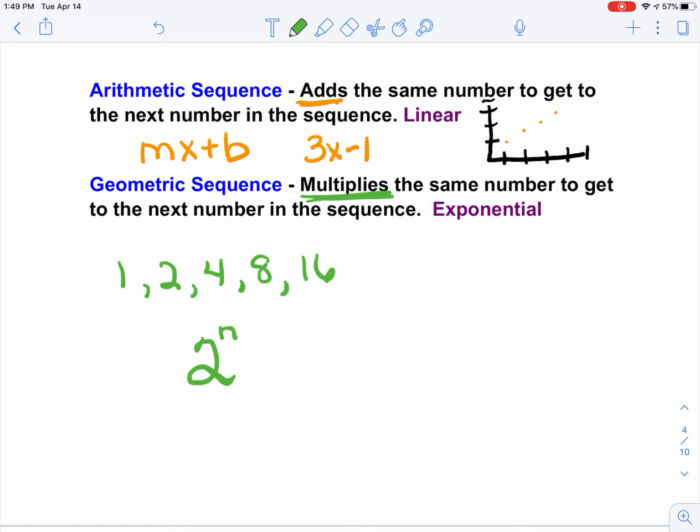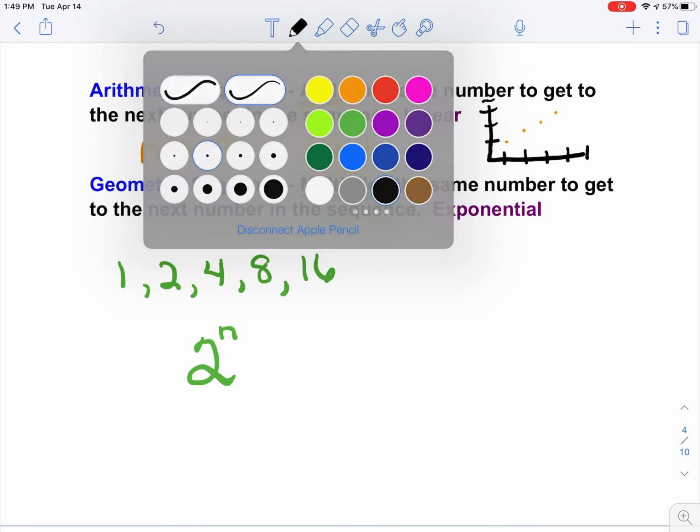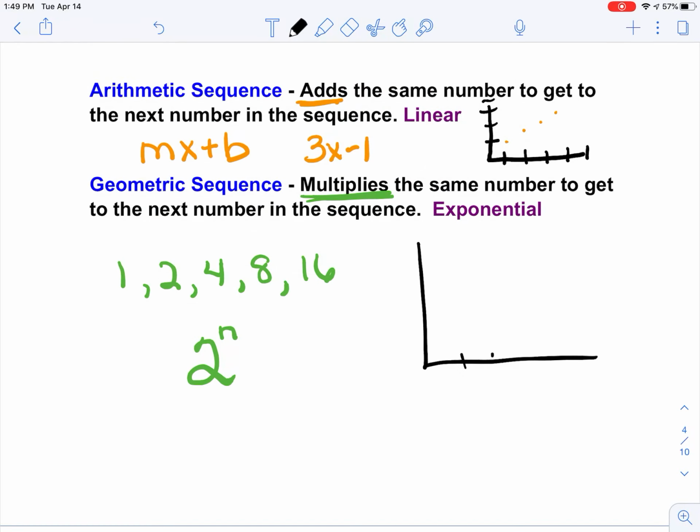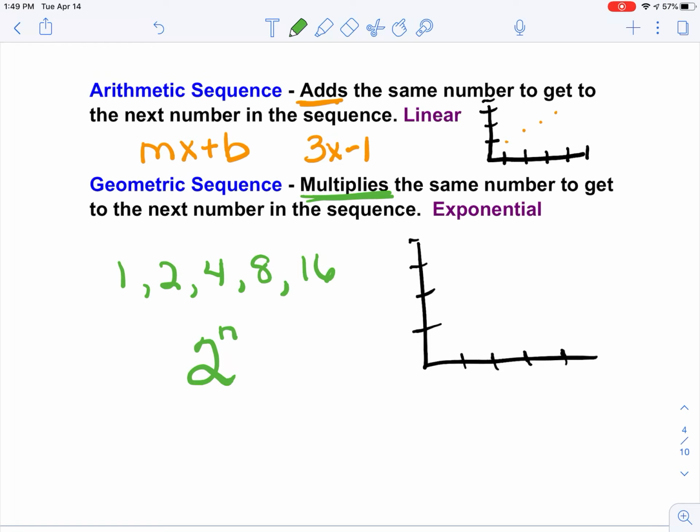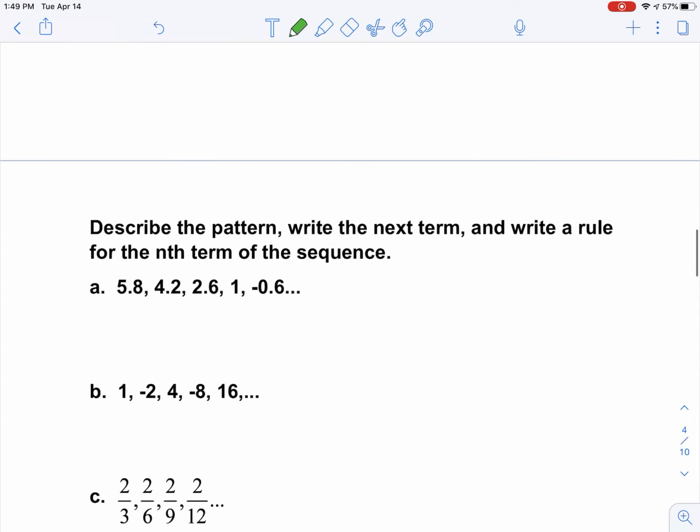On this one, we're going to have 2 to the n power. So 2 to the first is 2, 2 to the second is 4, and so on. So when we graph this, you'll be able to tell the graphs, because this one will be more of an exponential graph. Exponential, and this one over here is linear. Exponential and linear.